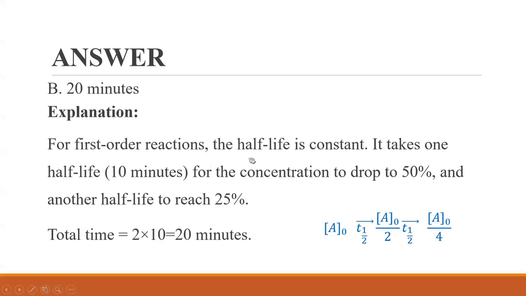Because for the first order reaction, the half-life is a constant and takes one half-life, that is 10 minutes, for the concentration to drop to 50%, and then another half-life to reach 25%, which is a quarter. So from the original to a half of it is one half-life, and from this to that is another half-life. Then I add the two half-lives, each is 10, so I multiply by 2, giving me 20 minutes.